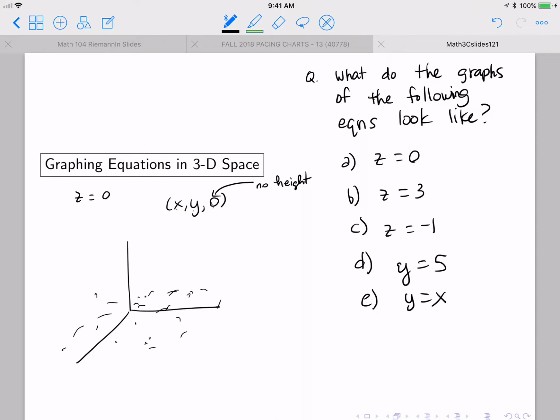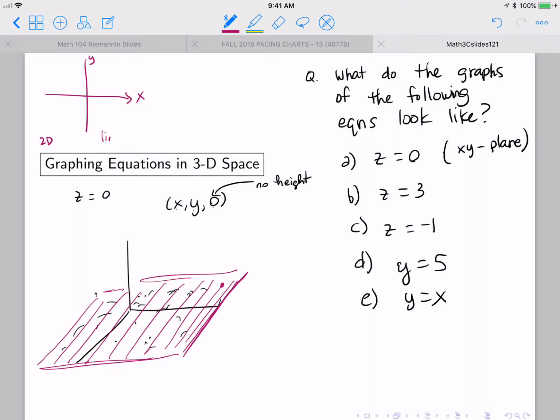This is very similar to back in 2D, let me just remind you. Remember when we had x and y and this was 2D? We would ask the question, what does the line y equals 0 look like? Plot the line y equals 0. Well, if y equals 0, x can be anything, but y has to be 0. That means you're on the x-axis, right? Here, if we're in 3D space and z is equal to 0, you have no height. That means you have to be within this xy plane.